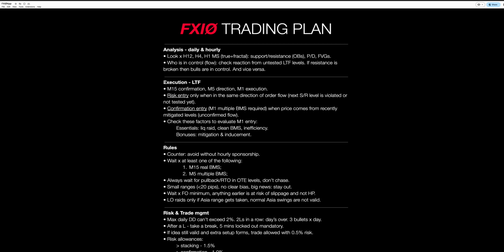So these 3 points are basically my whole trading plan. If you think about it: hourly sponsorship, M15 confirmation, M5 direction, and M1 execution. This is the way I trade, okay? And let's have a look at the charts and explain the basics. What is, for me, a sponsorship, what is a confirmation, the direction, and the execution, okay?